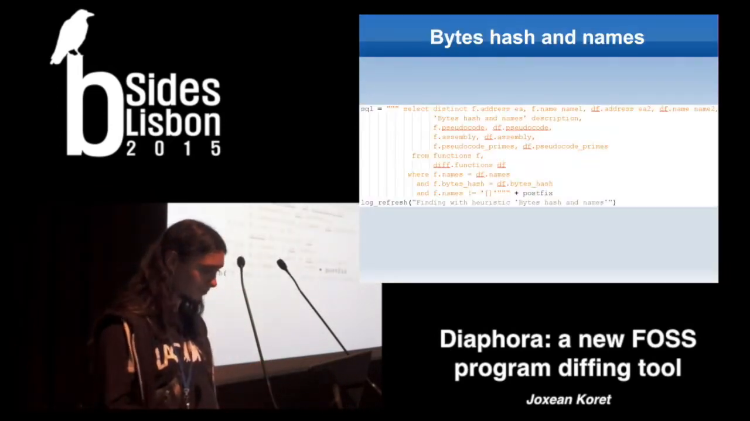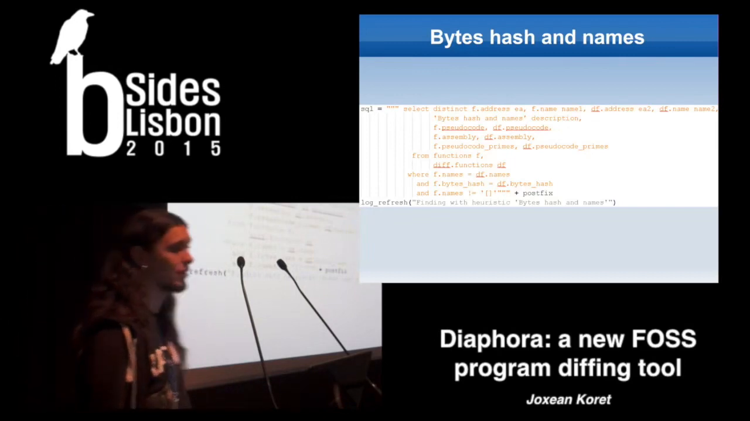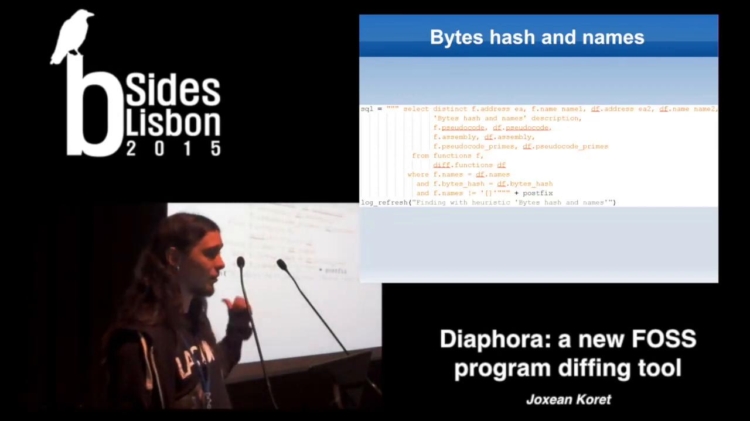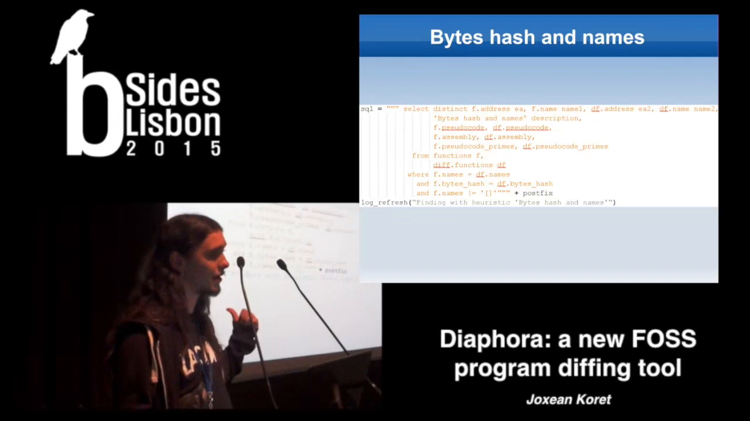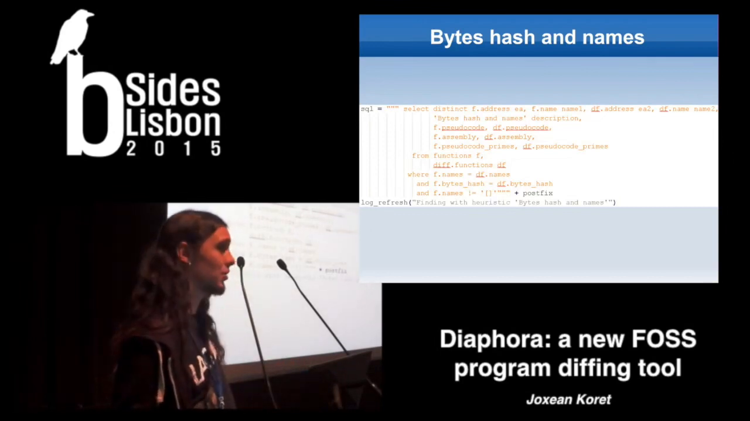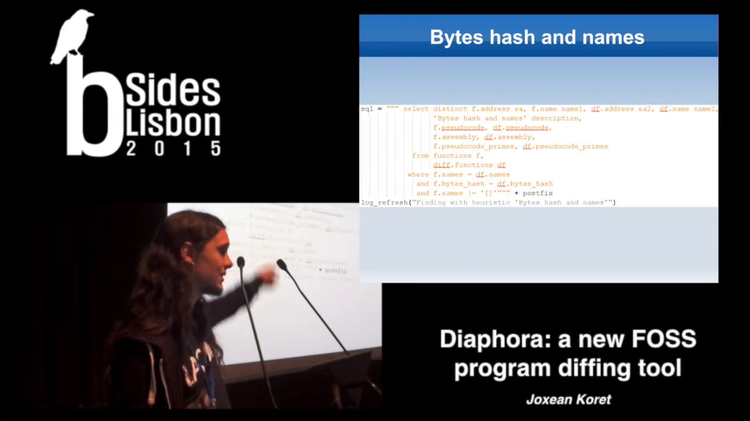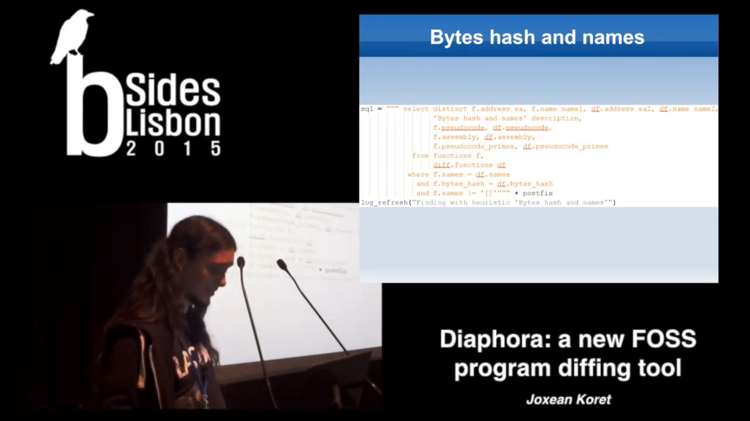This is the whole code of that heuristic. Remember that I calculate everything that I need at export time. So export time is when most of the work is done, and at comparison time, I simply run SQL queries. This is all the heuristic in this case. It simply compares from both databases if the names are the same, and the byte hash is actually the same in both databases.